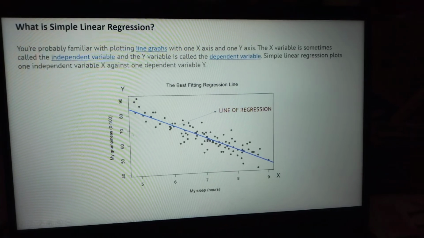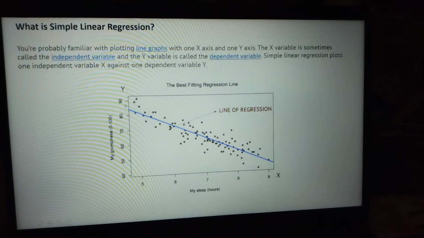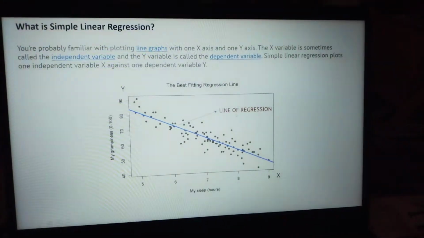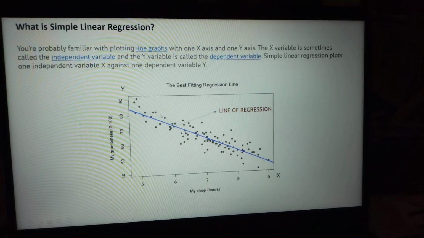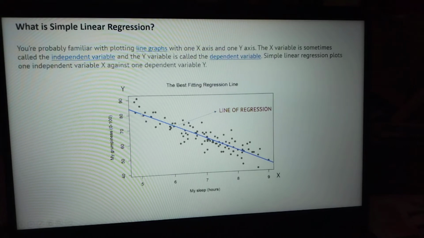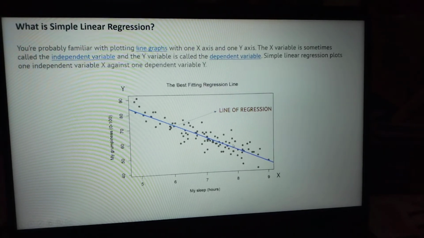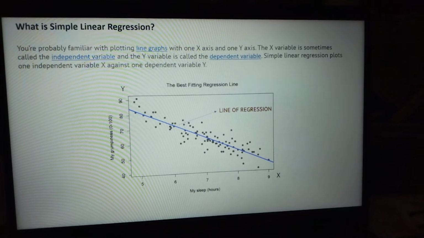So simple linear regression plots the relationship between two variables. These two are the dependent and independent variables. Okay. And what is the line of regression? The best fitted line. You can see some dots here. These dots are the observations. These dots are data. And this line of regression is the straight line which connects more data. If that line connects more data, that line will be the best fitting regression line. That line will be known as the line of regression.